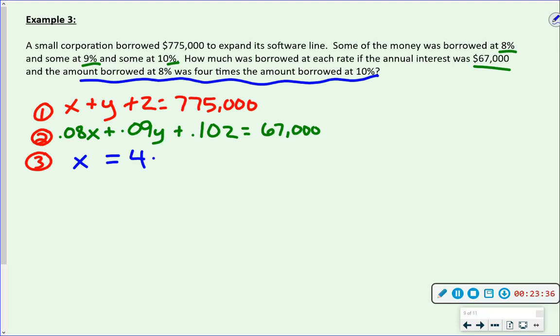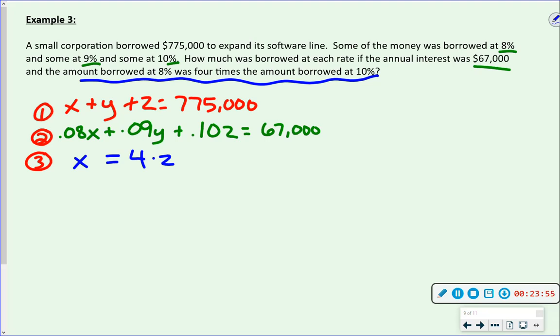Okay, the amount borrowed at 10%. Look close. What's your amount at 10%? What letter? Z. So the amount borrowed at 8% is 4 times 10%. So if you borrow $3,000 for Z, you get $12,000 for X.